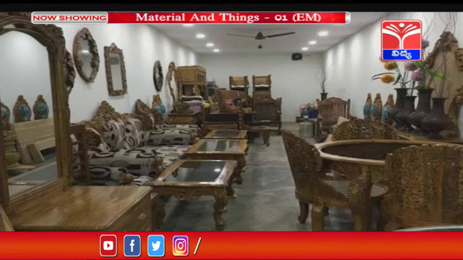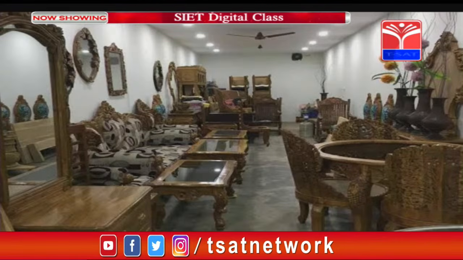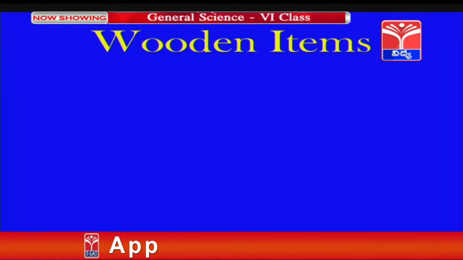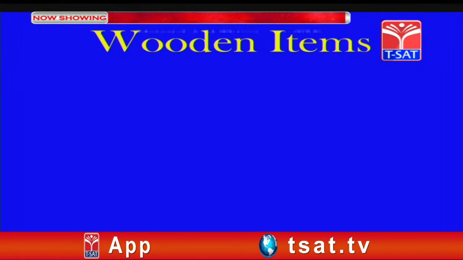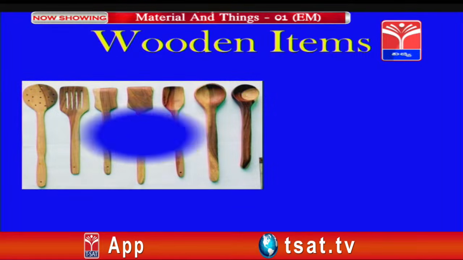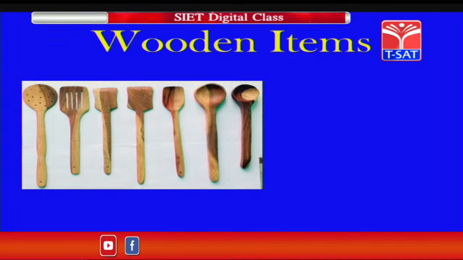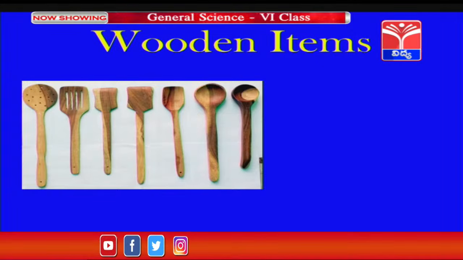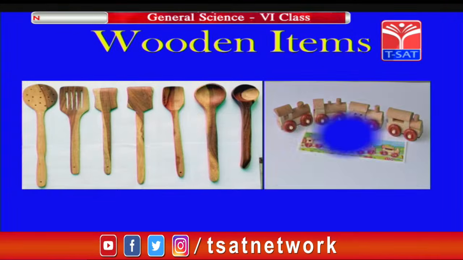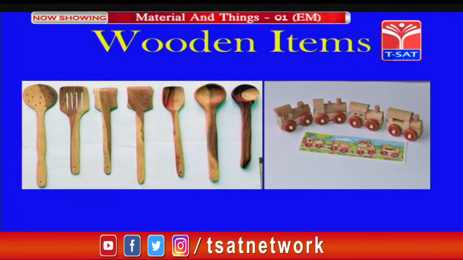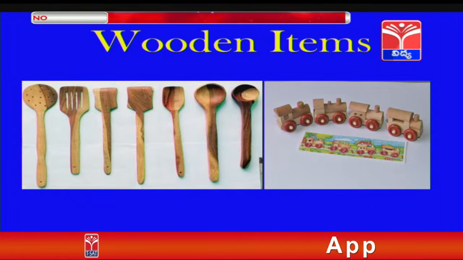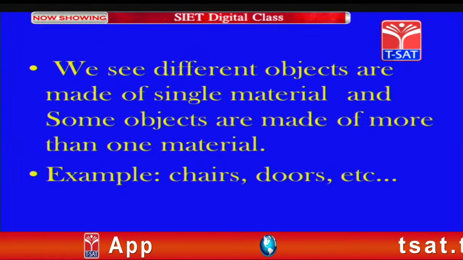So, it is our requirement what to be made of what, right, children? Here you have some more items which are made up of wood, children. Yes, you have different types of spoons which we use in our kitchen. Children, do you have toys made up of wood, children? Yes, some of the toys are made out of wood, right, children?